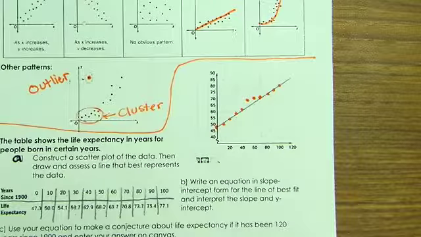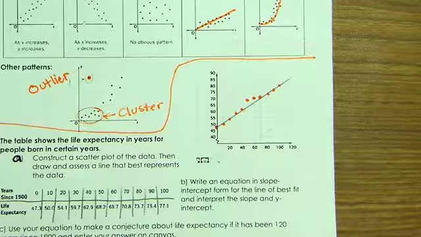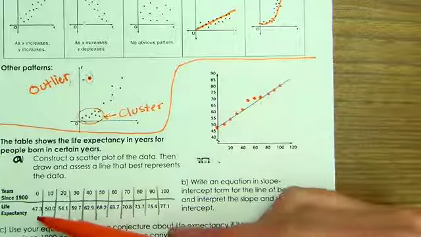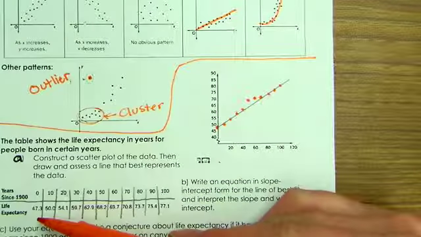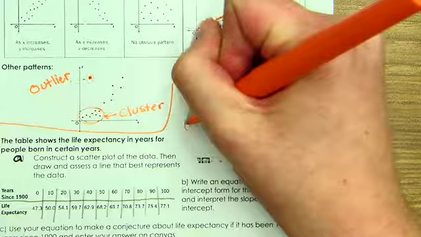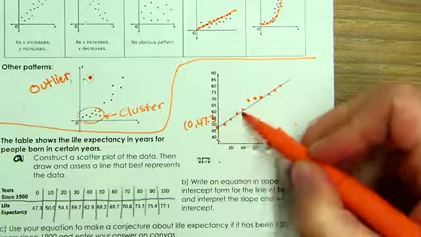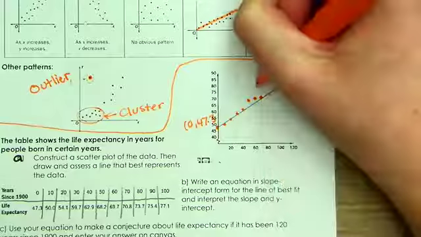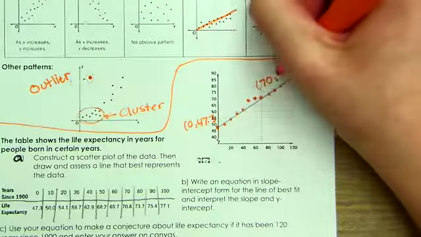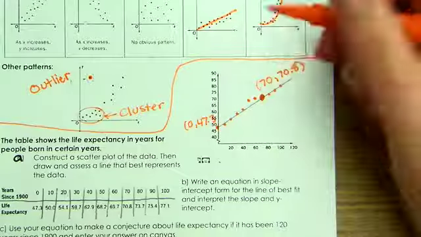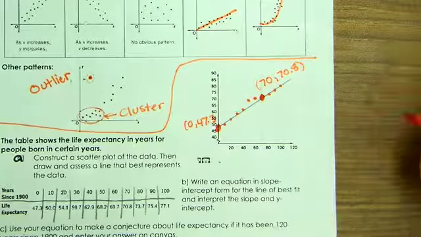Part B says write an equation in slope-intercept form for the line of best fit and interpret the slope and the y-intercept. So what's great about this situation is we can use the graph to find the slope. So at 0, we were at 47 years for your life expectancy. So our first point was 0, 47.3. And let's see, the next point, we can use this point up here, 70 and 70.8. So you can choose any 2 points. I chose this one and this one. And I'm going to use that to find the slope.